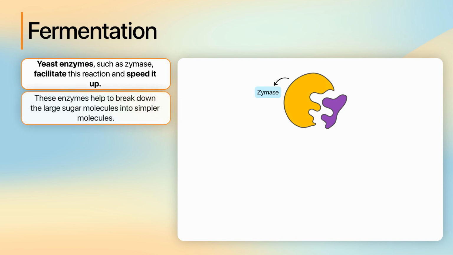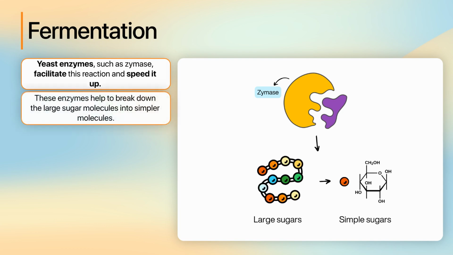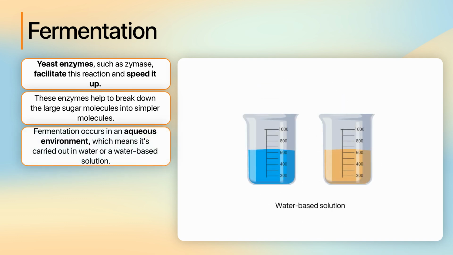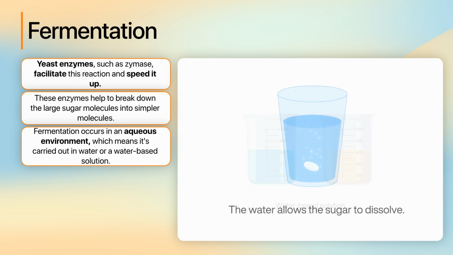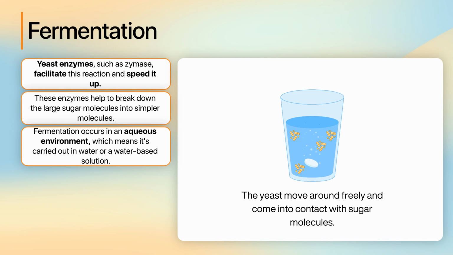These enzymes help to break down the large sugar molecules into simpler molecules that the microorganisms can then convert into alcohol and carbon dioxide. Fermentation occurs in an aqueous environment, which means it's carried out in water or a water-based solution. This is done because it allows the sugar to dissolve, making it accessible for yeast to metabolize efficiently, and because it allows the yeast to move around freely and come into contact with sugar molecules more easily.